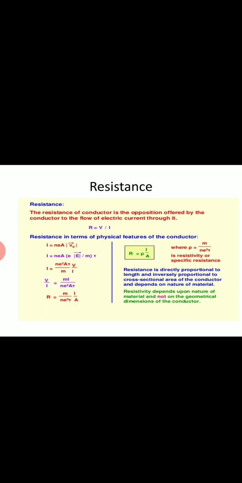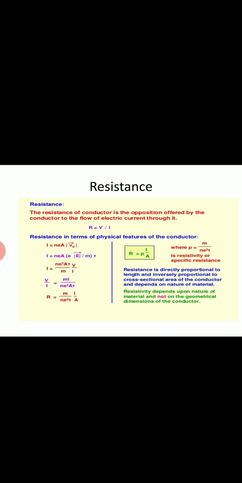Now, this term, all of us must have read earlier, is called resistance. The resistance of a conductor is the opposition offered by the conductor to the flow of electric current through it. It is denoted by R, and R = V/I, from the most famous Ohm's law. But why is resistance offered by a conductor? That is given by R = m/(ne²τ) multiplied by L/A, where τ is called the relaxation time.